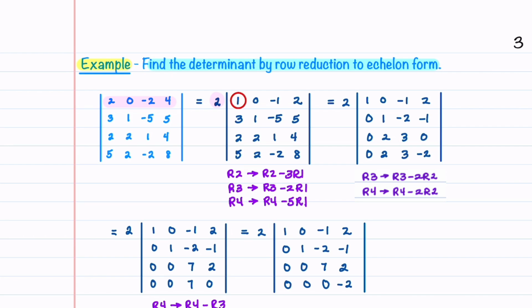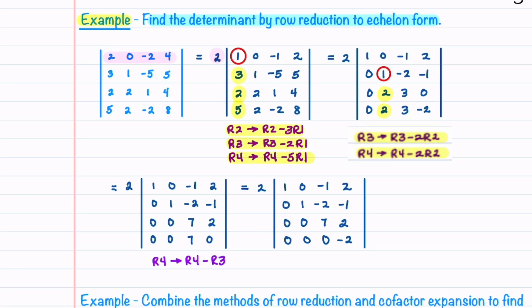We'll circle our first pivot, and then we'll get zeros below this pivot. I've already listed the row operations that we'll use to make these entries a 0. We'll then rewrite our determinant again, and we'll go to the next pivot. We'll then get zeros below that pivot using these row operations. After writing the determinant again, we'll go to our next pivot, and we'll get a 0 below that pivot using this row operation.